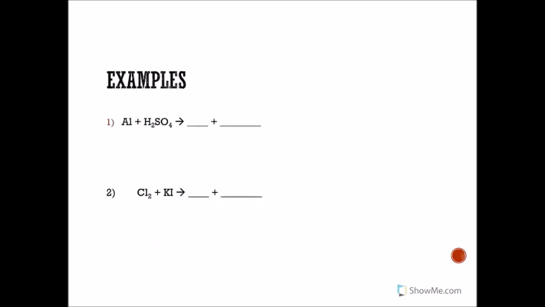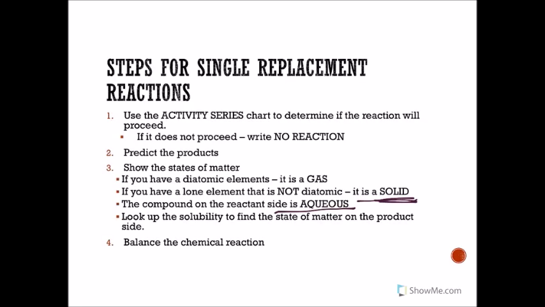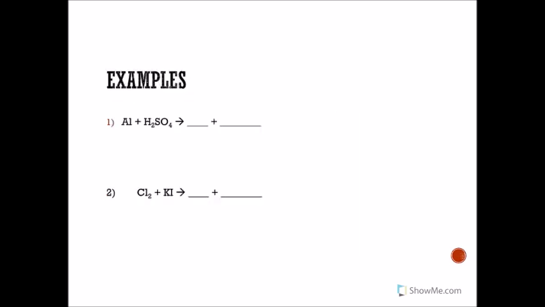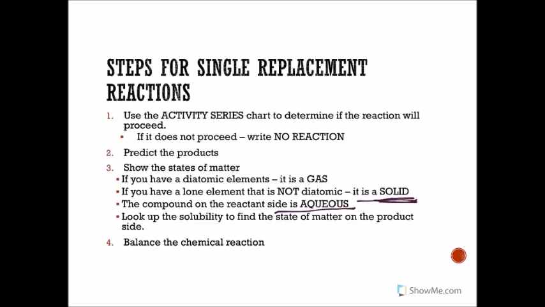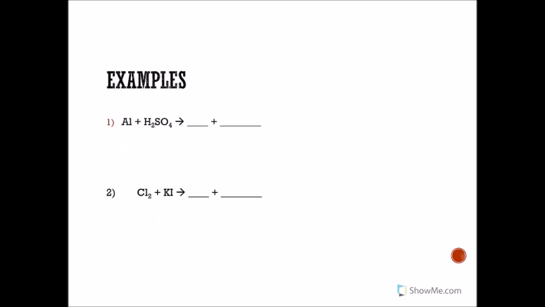So an example here. Our first step says use the activity series chart to determine if the reaction will proceed. We look up aluminum and hydrogen, and in this case, aluminum is stronger than hydrogen, so the reaction will proceed. We are good to go. We need to predict the products as our next step.